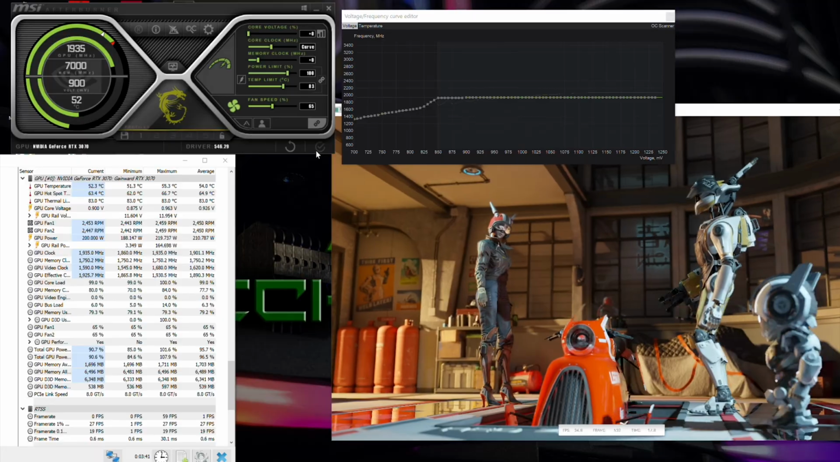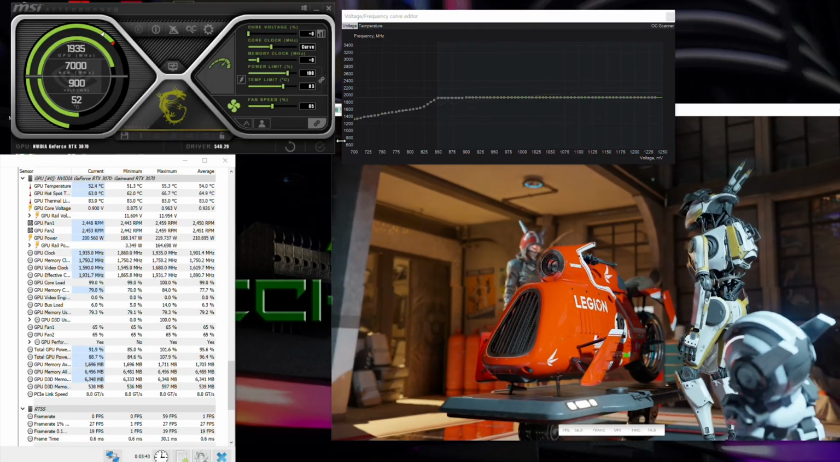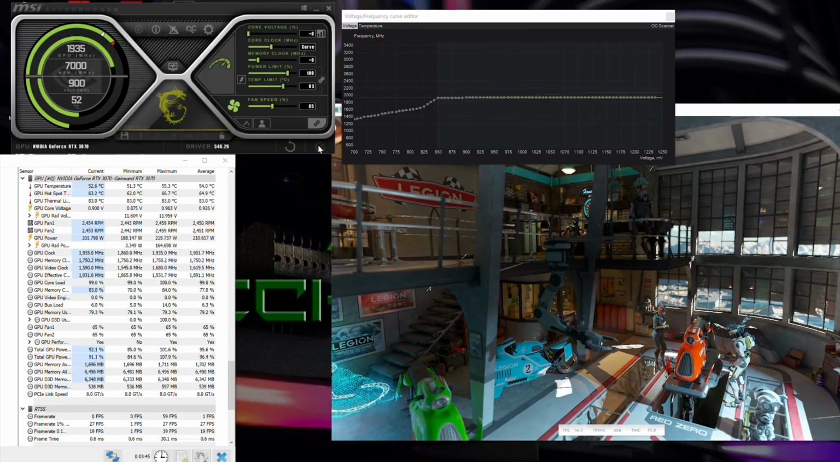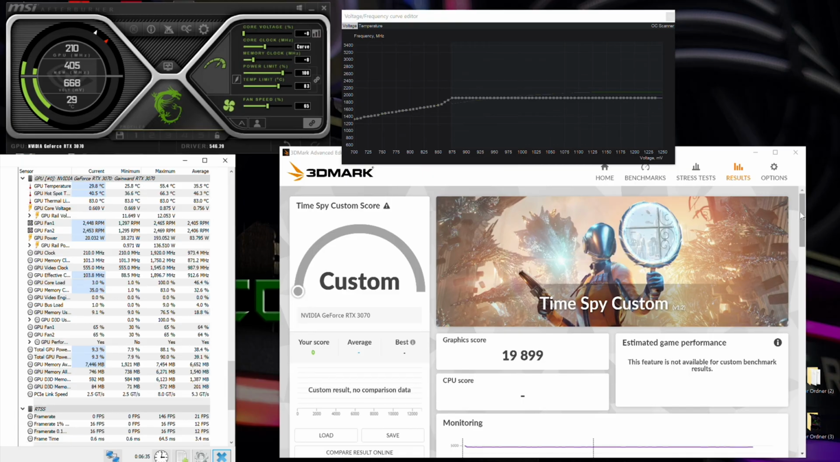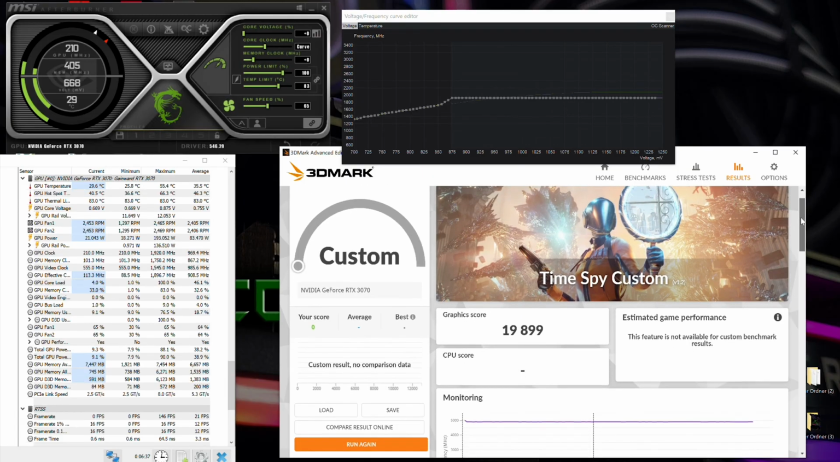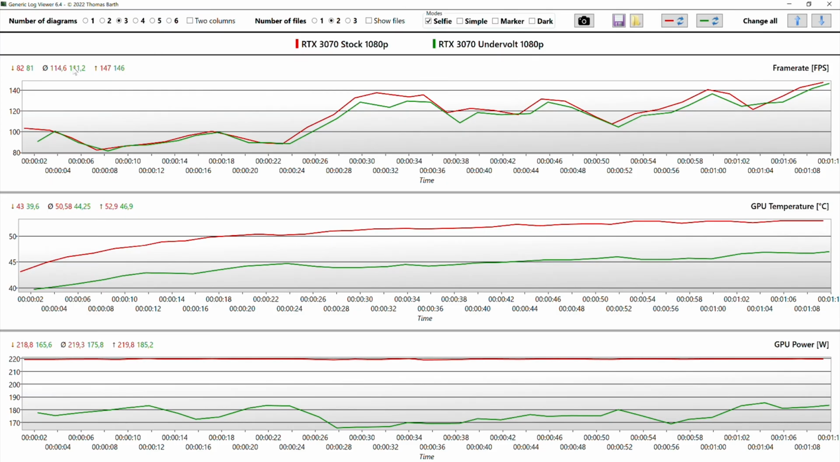What you may notice is that although you set the value lower, the V-core may increase by a bit. Testing in 1080p, we got 19,899 points, which is very close to stock, and as you see here, the FPS performance was also very close. What we also see is how power draw and temperatures dropped. We have a much more efficient card with almost the same performance.